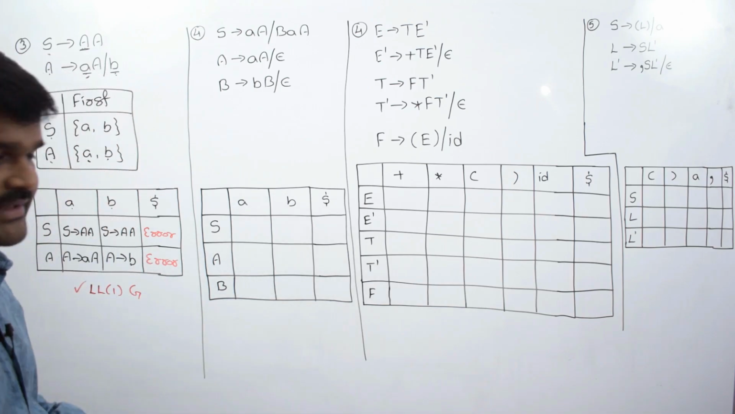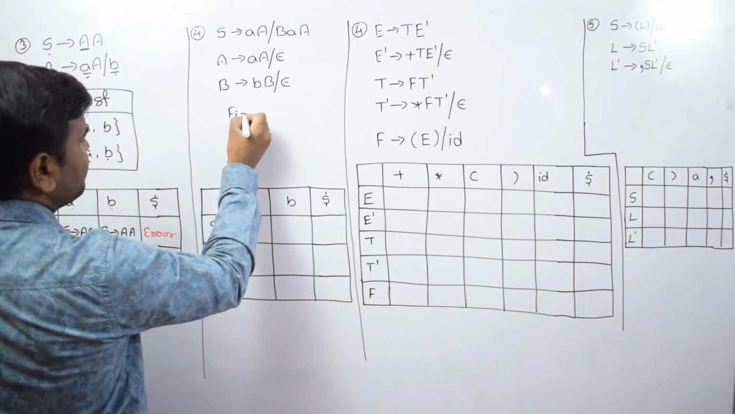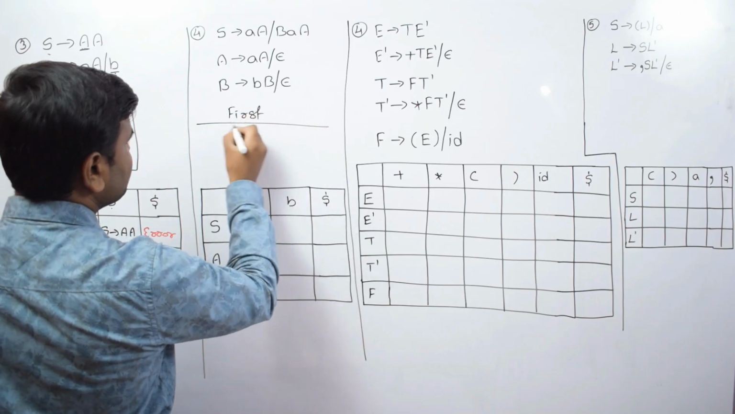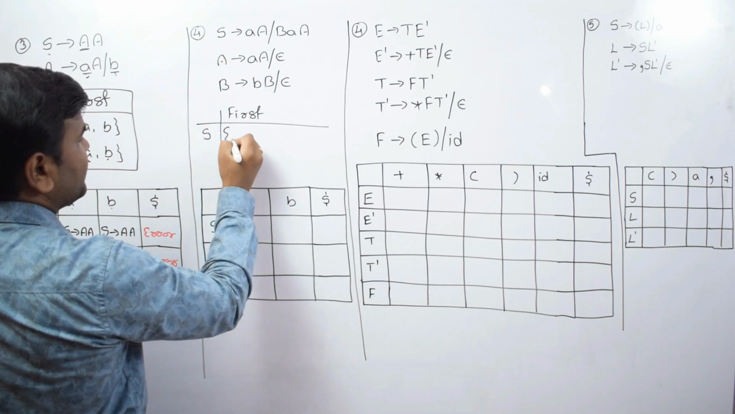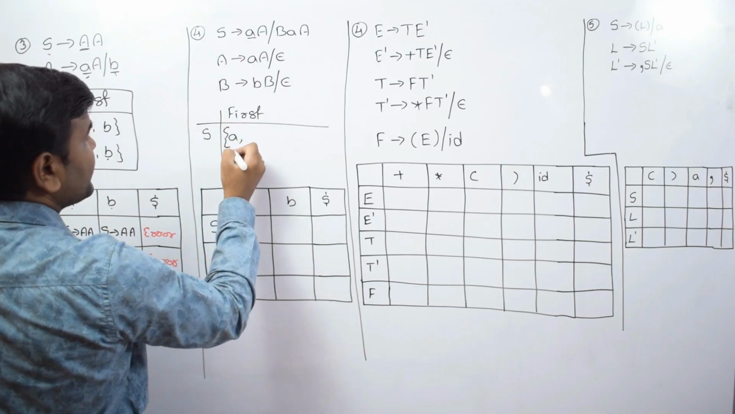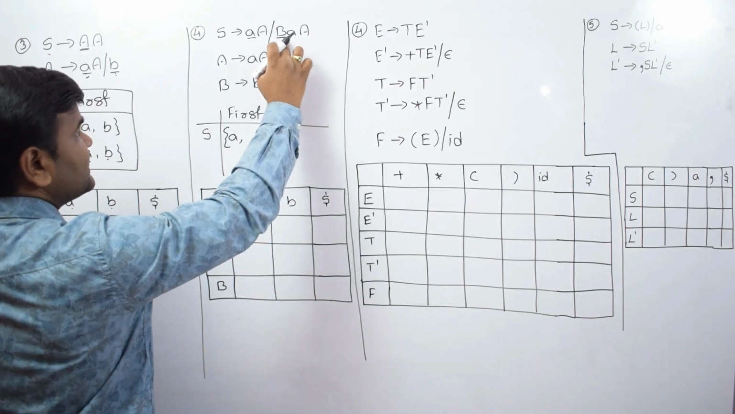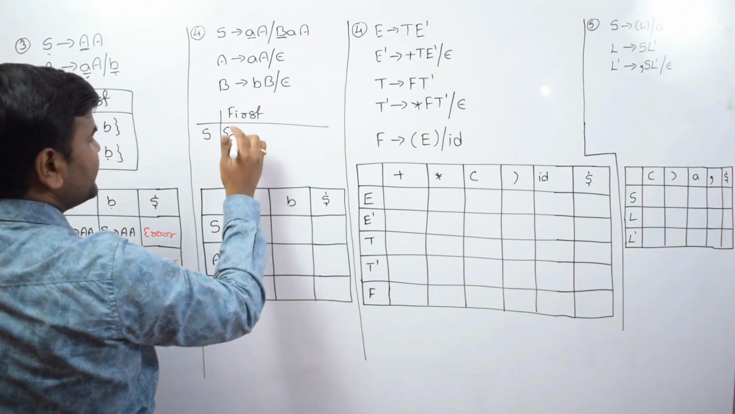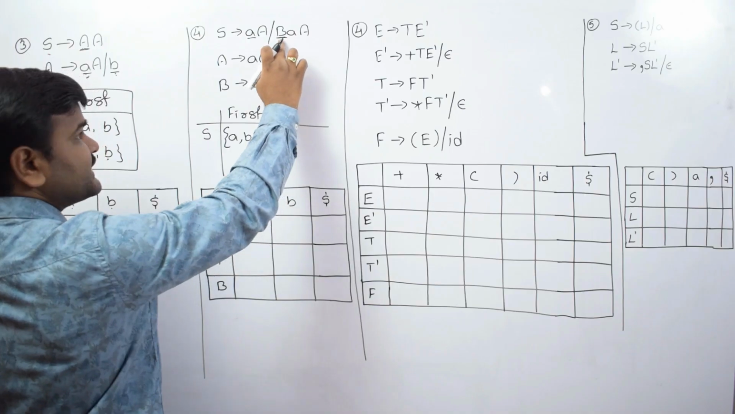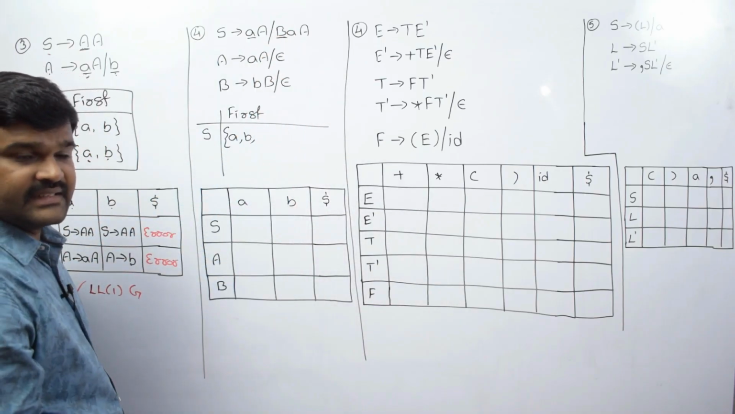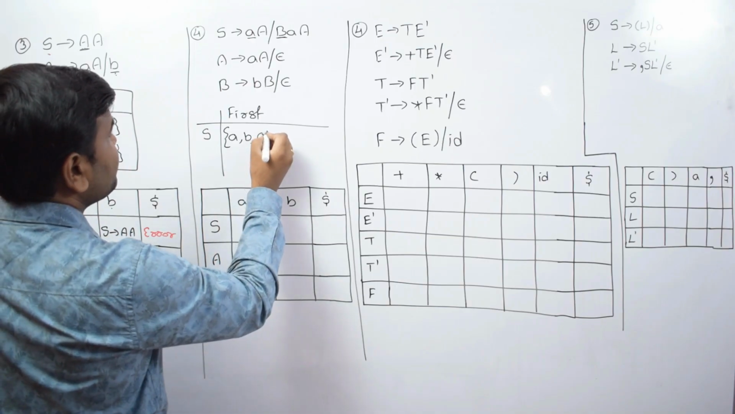Now let us check this grammar. Okay. So here first of all you have to find out first for every non-terminal. So for S, first try to find out. First of S is what? Either A, and here the first symbol is B actually. So first of B is what? First of B is B, or in B's place if you substitute epsilon, then A will become first. So A also we have to add. Is it clear? So that is first of S actually.